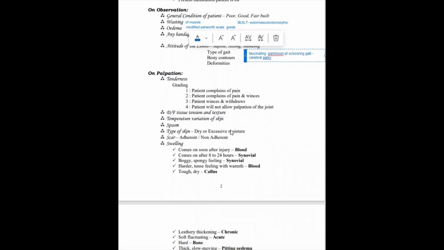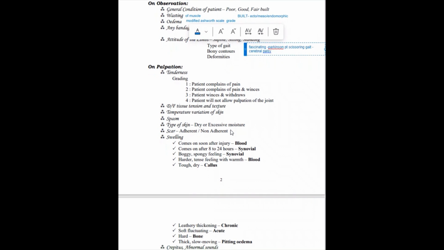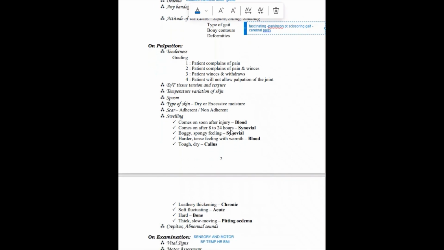Now coming to the palpation part. Palpation means feel. You have to touch the patient and feel. Not look, just feel the warmth, the tenderness, everything needs to be palpated. For tenderness, you have to mention the grade.